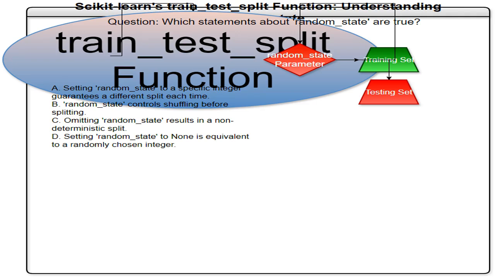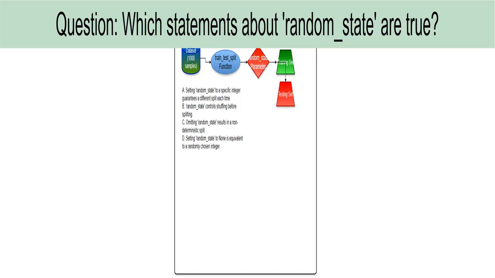Okay, let's dive into scikit-learn's "train_test_split" function. It's a crucial tool for splitting your data into training and testing sets. A key part of this function is the "random_state" parameter. We'll explore its role in controlling how the data is split. The core question here is about understanding how "random_state" affects the "train_test_split" function. This parameter plays a vital role in ensuring reproducible results when splitting your data.